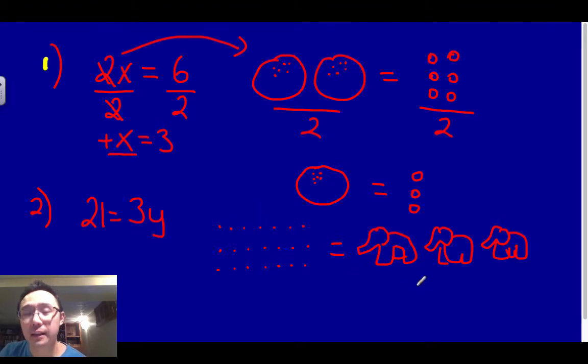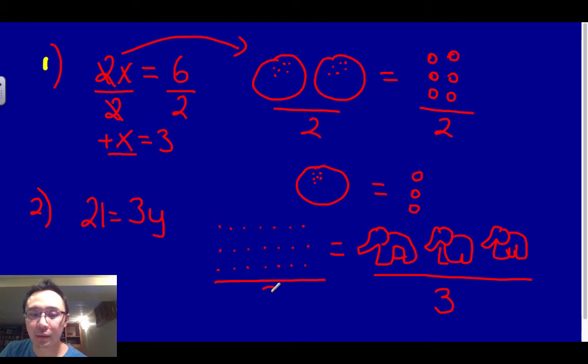So this is our next objective, because right now we have 3. I need to just have 1, and in order to get to just 1, I'm going to divide by 3, because 3 elephants divided by 3 would be just 1 elephant. So if I do it to that side, I'm going to do it to this side. So this is going to be 7 is equal to just 1 elephant.